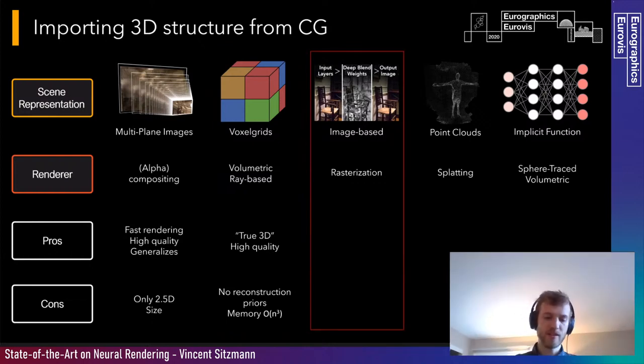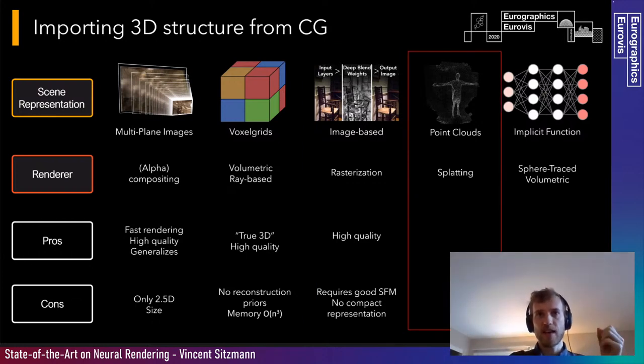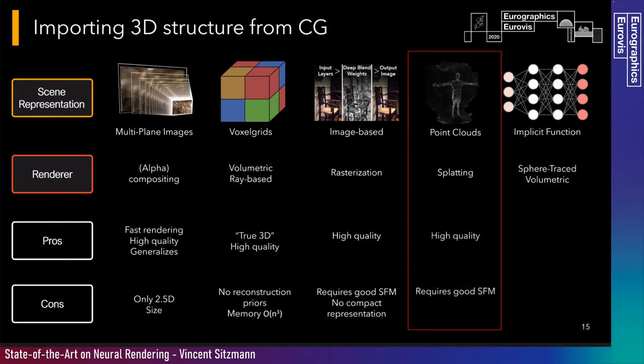Then there's image-based representations. And image-based representations are really strongly inspired by classic image-based rendering from computer graphics. And here, the representation is a mesh, some representation of scene geometry, and pixels are warped into novel views given this geometry. And so these approaches can also achieve quite high qualities, but they do require a good geometry reconstruction to start out with. So geometry reconstruction isn't performed by the machine learning algorithm. And they don't allow for some compact representation. Point clouds are very similar in this regard. They can also enable high quality true 3D novel view synthesis, but they also require a good structure from motion or geometry reconstruction to start out with.